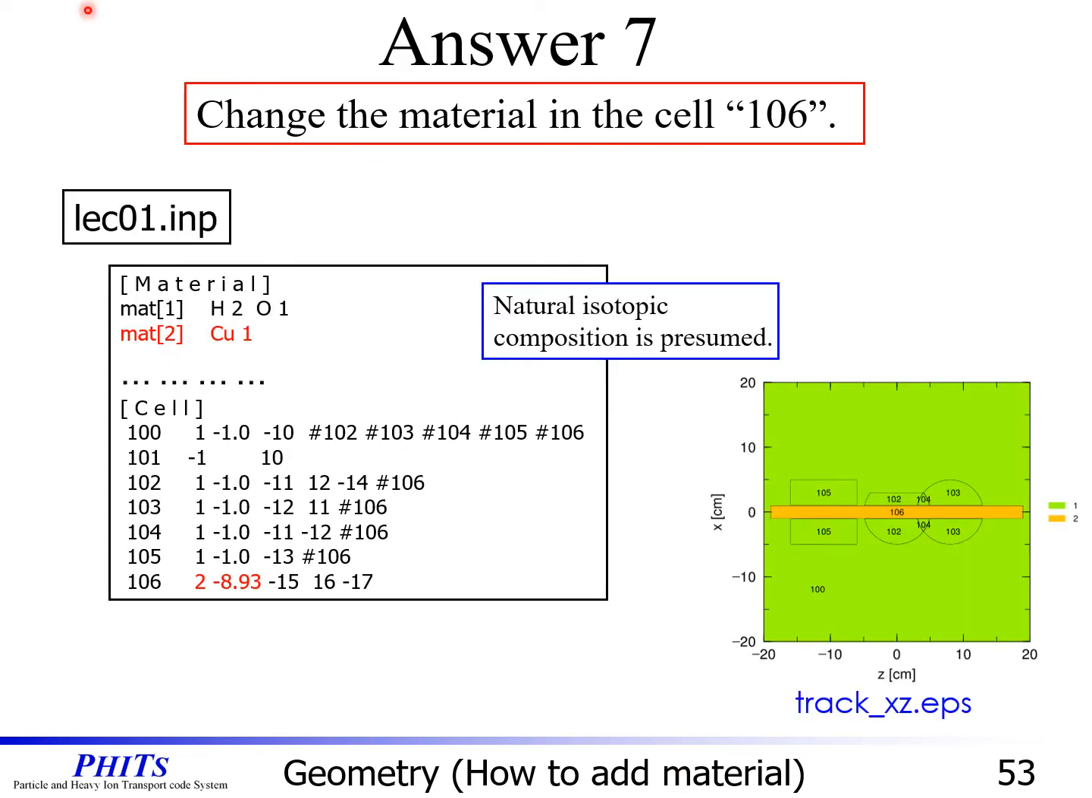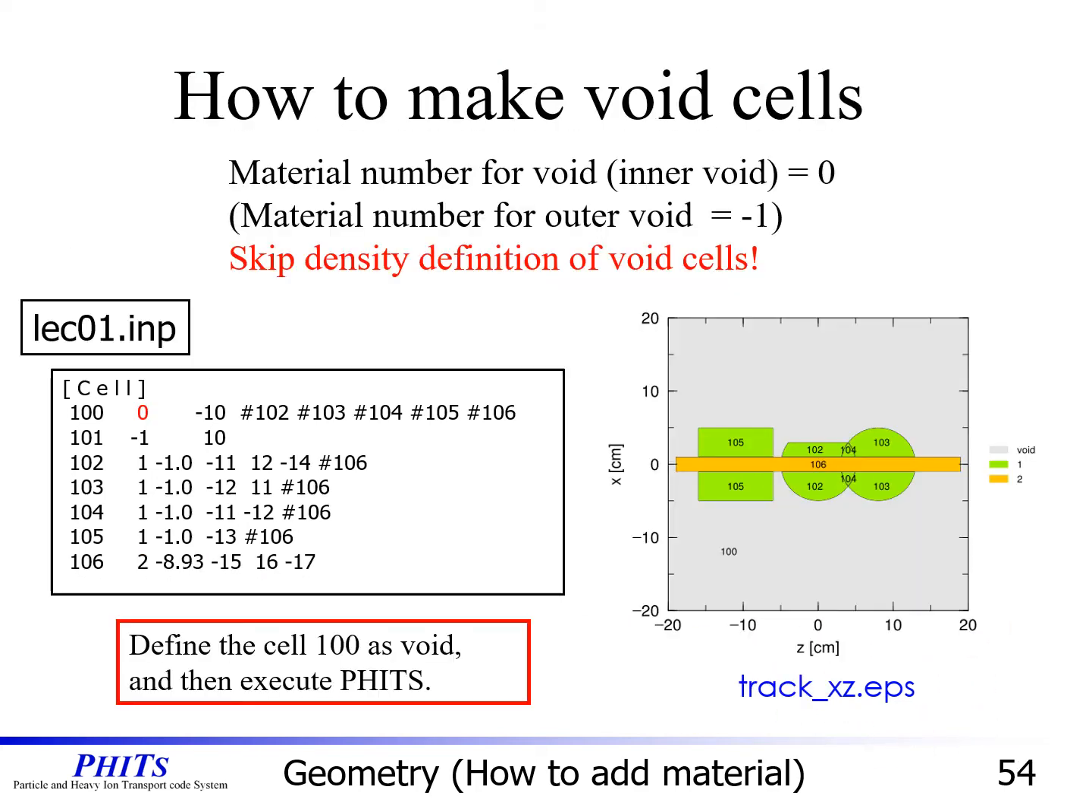Here is the answer. At first, copper is added in the material section. When you write symbol of element without atomic number, its natural isotope ratio is used. Next, the material number and density for cell 106 is changed. And then you get this result. Let me go on the next slide.